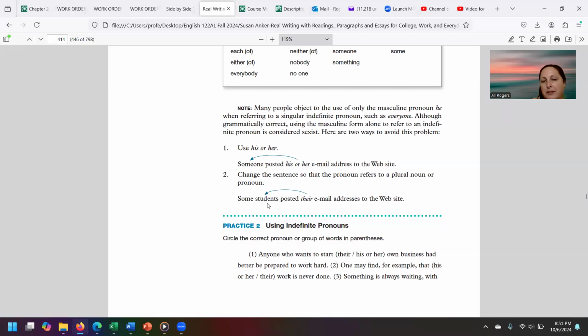Again, if you want to avoid his or her because you don't like the way it sounds, make that subject plural. Then you can use the plural pronoun there.